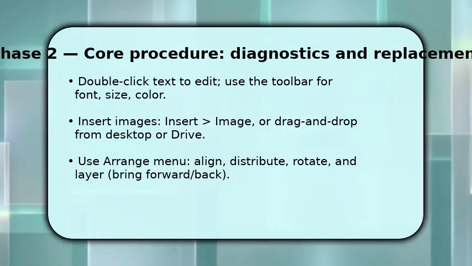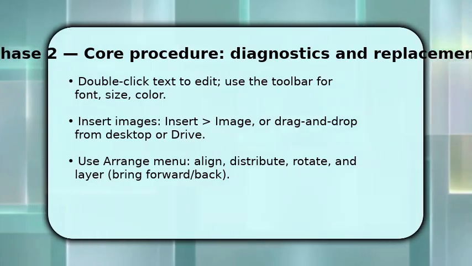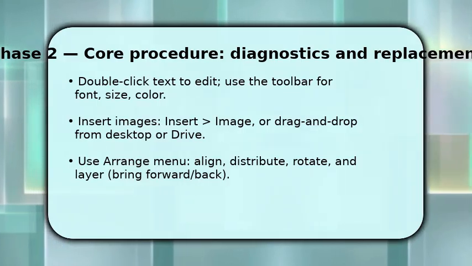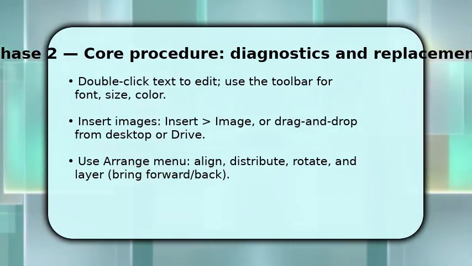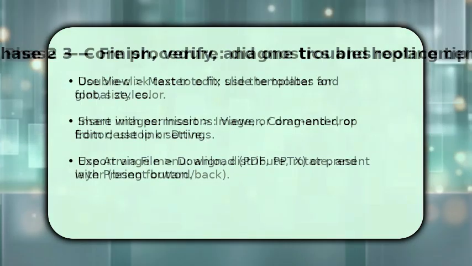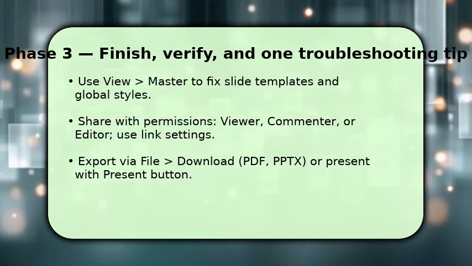Then use Arrange to align, distribute, rotate, and layer elements. This ensures visual balance and keeps important items on top when you want them visible. You finish by polishing global styles and sharing.